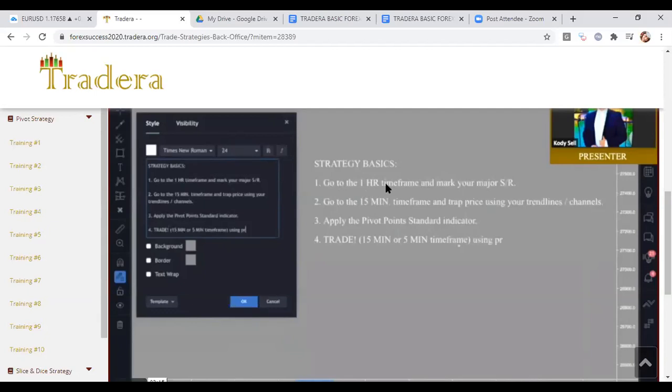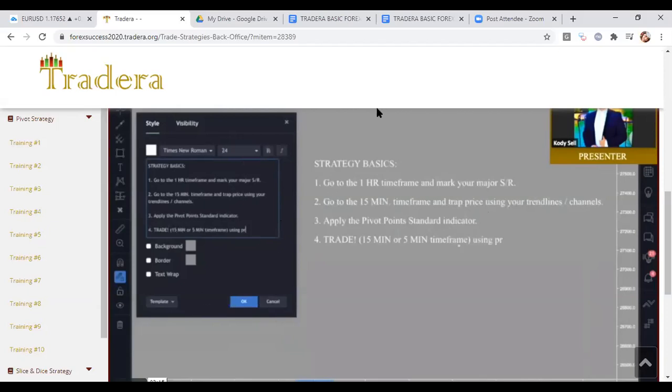Okay, so once you do that, you're going to drop down to the 15-minute time frame. This is where you're going to trap price using your trend line and your channel. Remember, your channel tool can be found over here. It's where your trend line tool is, I think. So you click there and it'll be at the bottom. So use trend lines and channels if needed to trap price on the 15-minute.